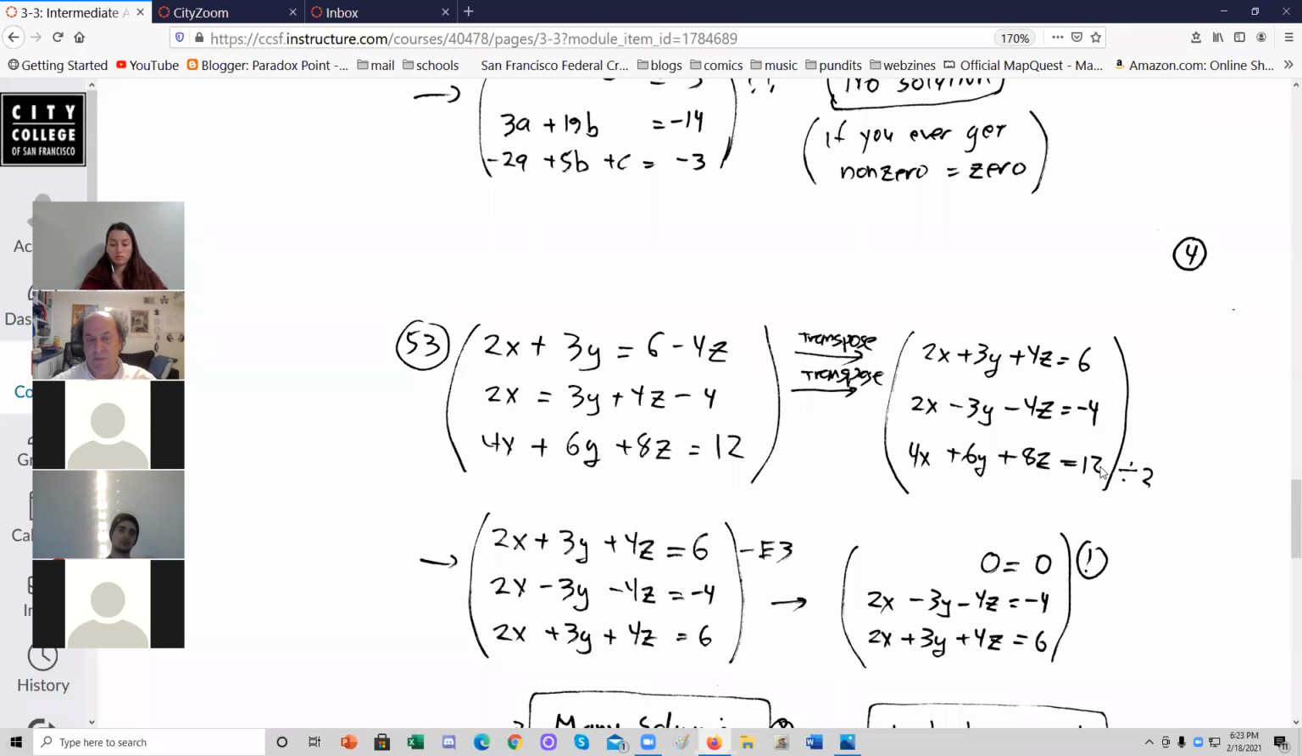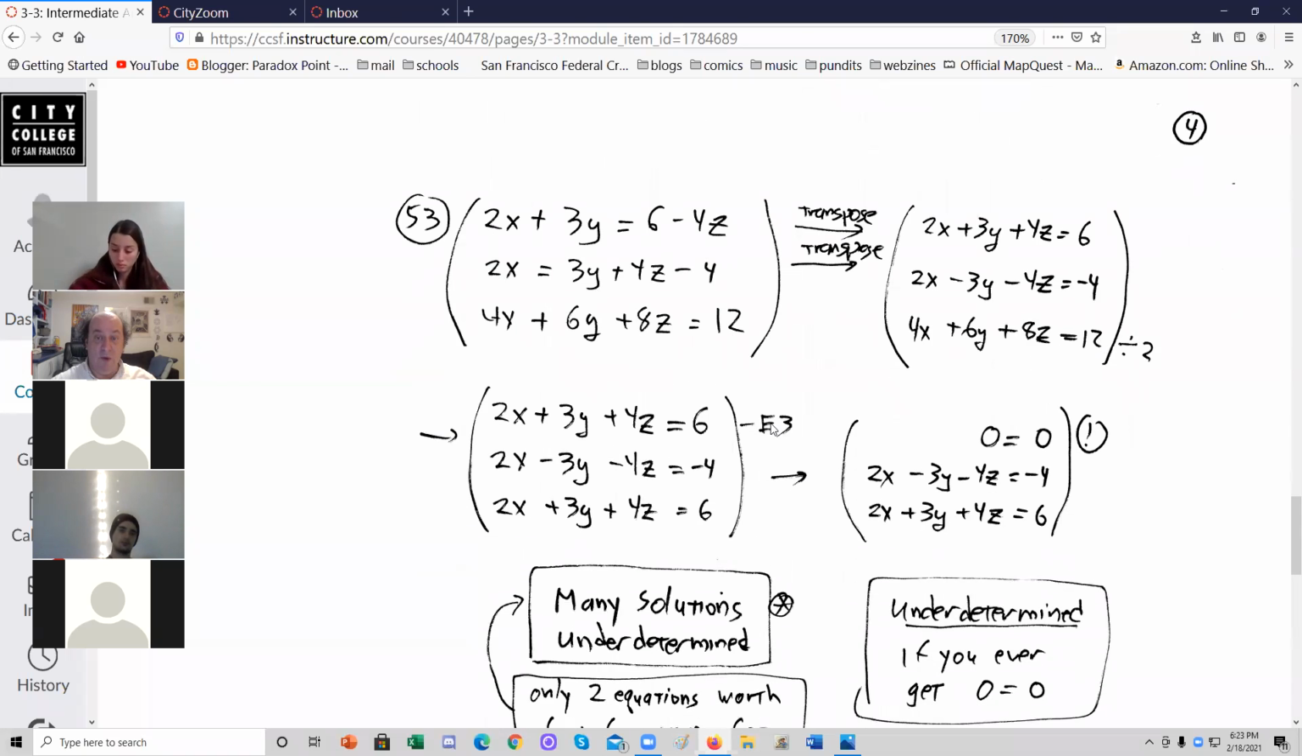All right, fine. After some row operations like removing a factor of 2 from here, notice this: this equation is the exact same as this equation. There's some redundancy. And when we subtract equation 3 from equation 1, you get 0 equals 0, which is true, but also uninformative.